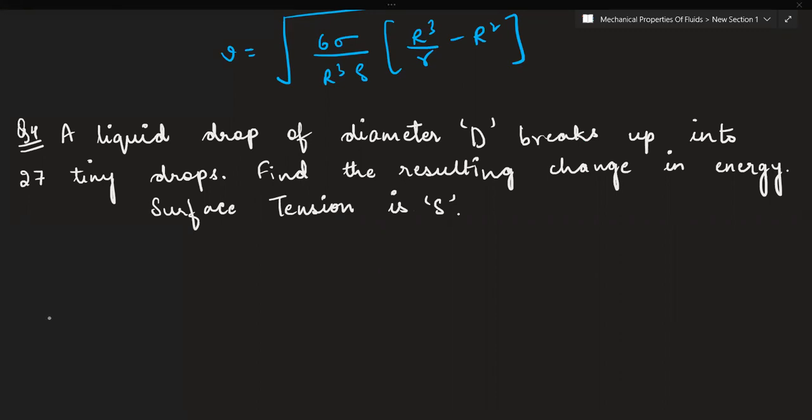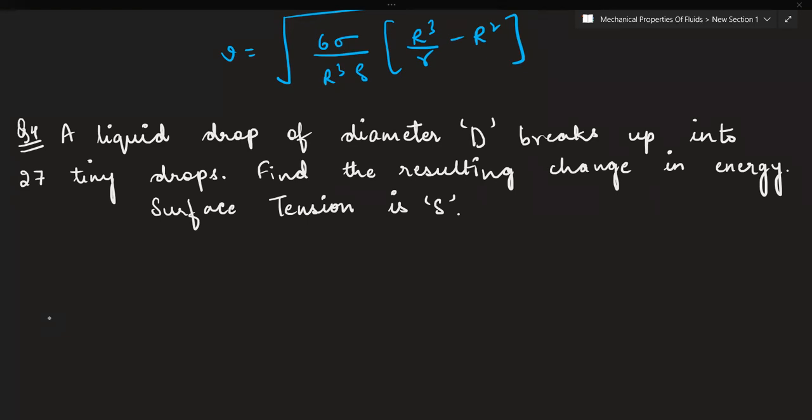Do it similarly to how we did the previous question. Here, the bigger drop is being split into 27 tiny drops. You have to find the resultant change in energy. If surface tension S is given to you, you can find out the change in area. Change in area and surface tension will help us give the work done, and that work done is the change in energy. Do it similarly.